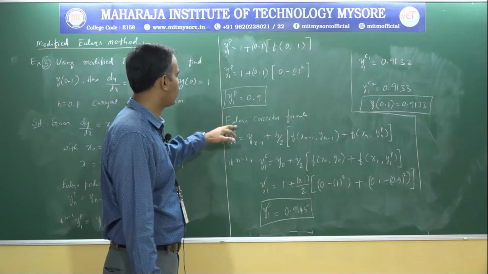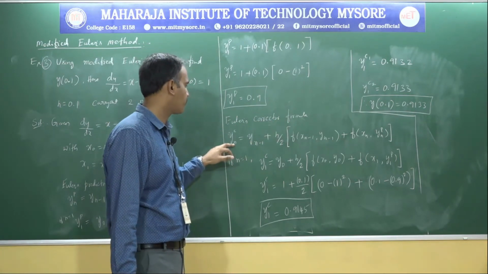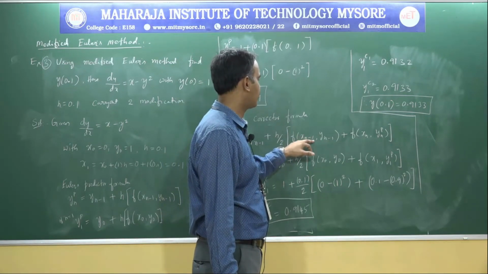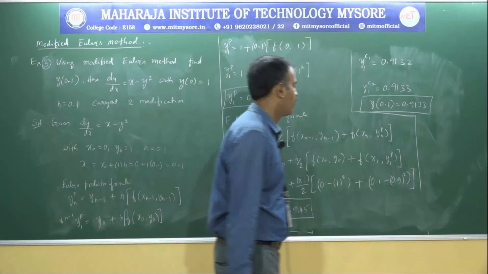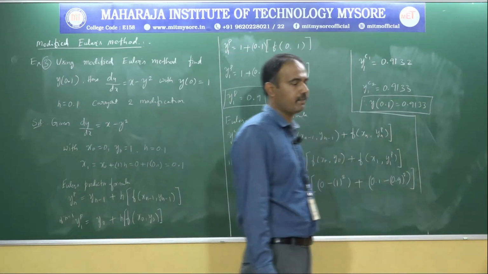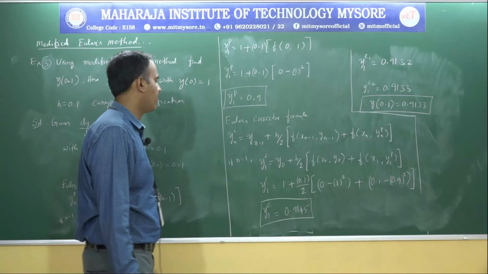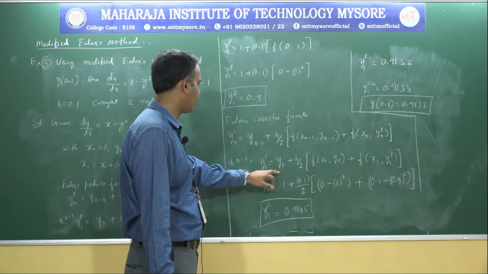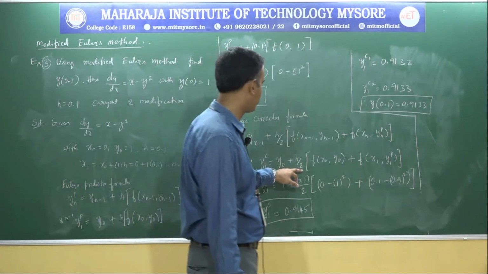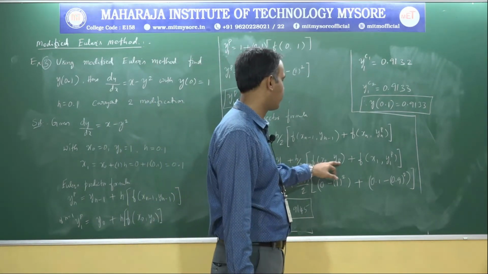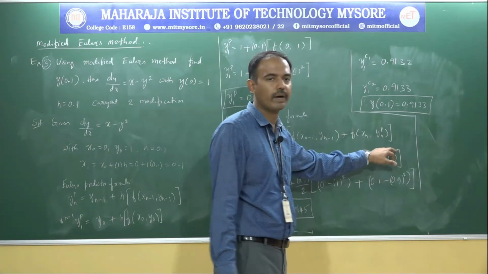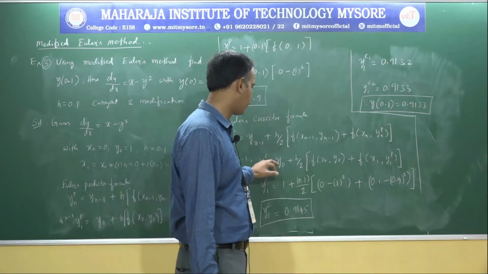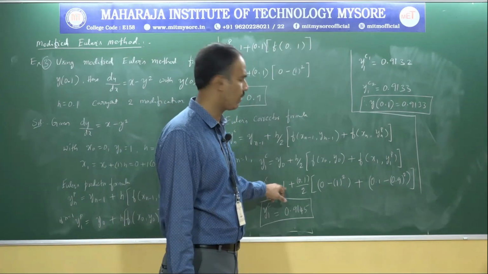Euler's corrector formula is given by y_n^c is equal to y_{n-1} plus h by 2 times f of x_{n-1} comma y_{n-1} plus f of x_n comma y_n^p. If n is equal to 1, then y_1^c is equal to y_0 plus h by 2 times f of x_0 comma y_0 plus f of x_1 comma y_1^p. Now substitute the initial data y_0 equal to 1, and h value 0.1.